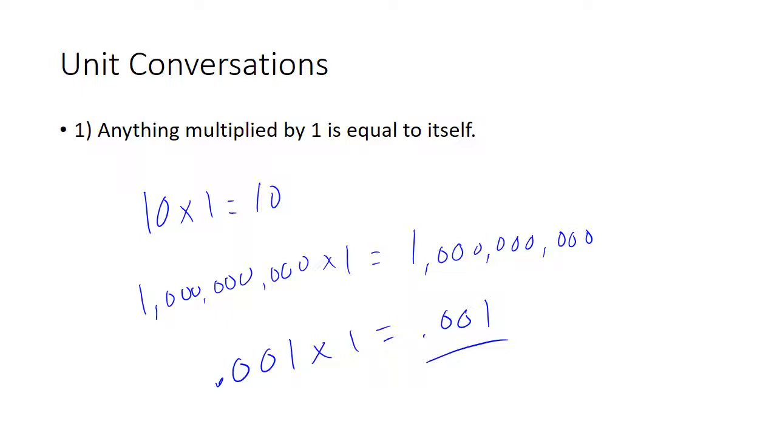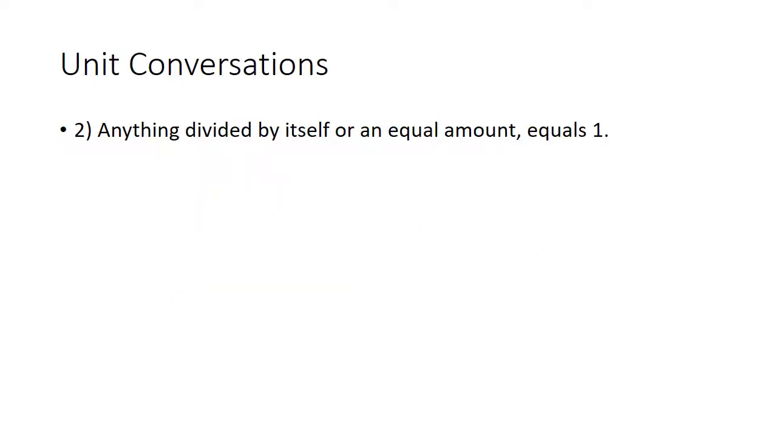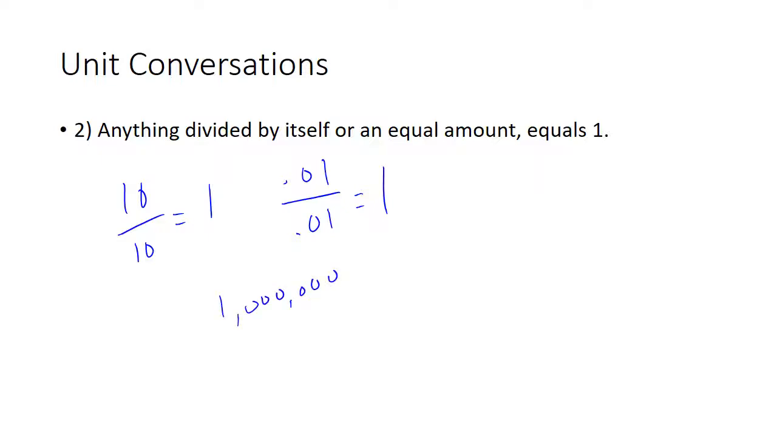So if we have something equal to 1 and we multiply by it, it doesn't change what we're multiplying. Next, anything divided by itself or an equal amount equals 1. So 10 divided by 10 is equal to 1. 0.01 divided by 0.01 is equal to 1. A million divided by a million is also equal to 1. So that's the second thing we know.